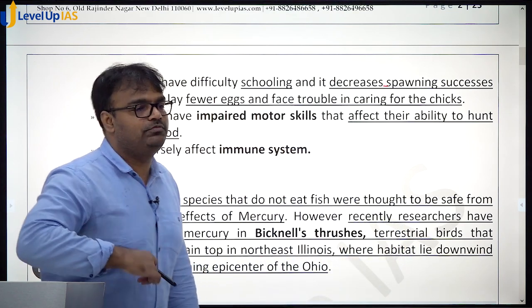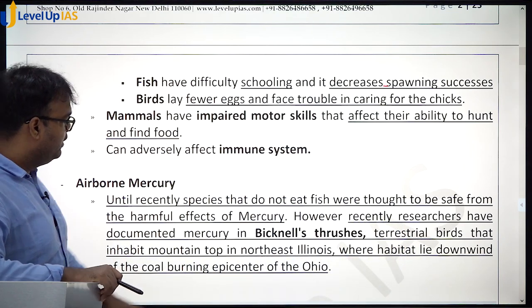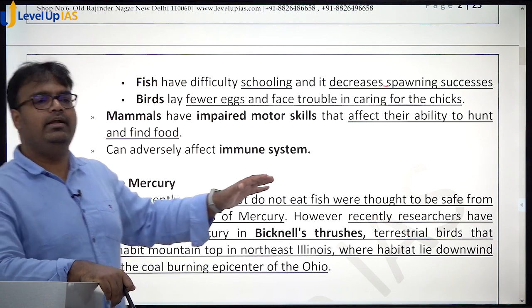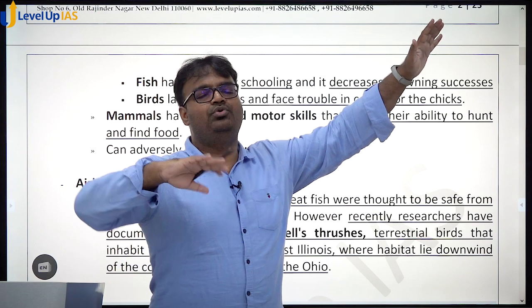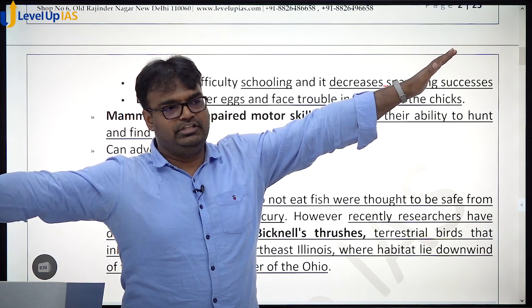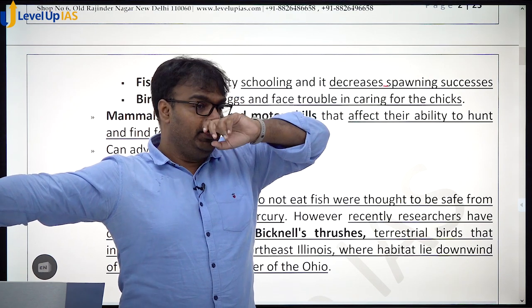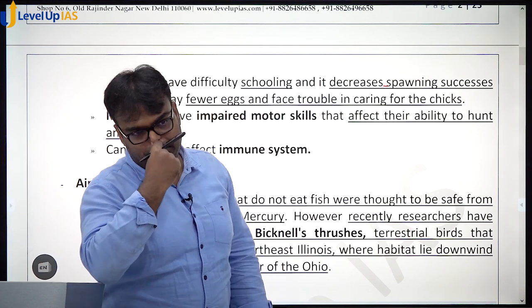In USA, it was found that this bird, Bicknell's thrushes, it lives on land and very high into the mountains. It has no interaction with fish in the ocean. It doesn't consume fish from the ocean. It was affected by mercury pollution.